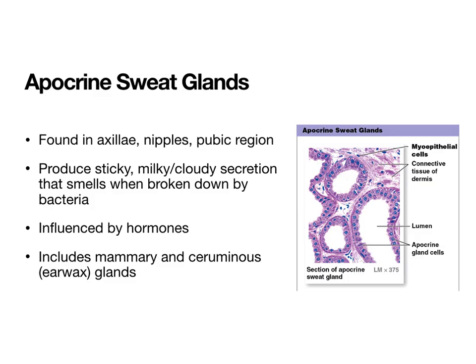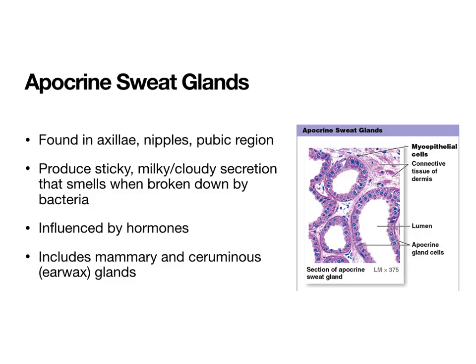Then we have our apocrine sweat gland. They are found in the axilla, our nipples, and our pubic region. They produce a sticky, milky, cloudy secretion that smells when broken down by bacteria. It is definitely influenced by hormones.